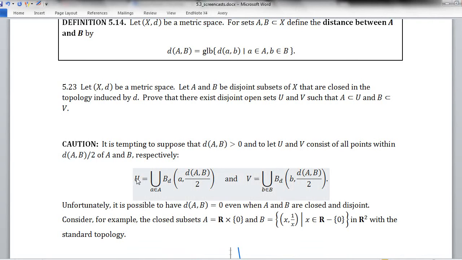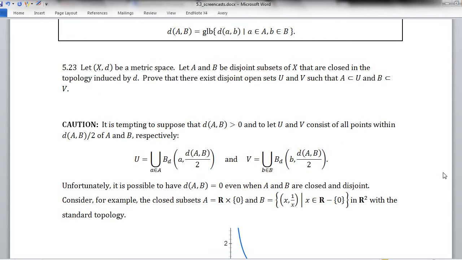Okay, so then you could define that more precisely by letting U be the union of a ball around every point a in A with this radius, d(A, B)/2. And similarly, V will be balls around every point in B with that same radius.